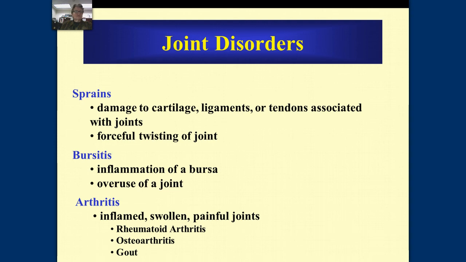Gout is another condition that causes inflamed, swollen, painful joints, and usually that is caused by excessive uric acid. Okay, that's our look at the skeletal system.